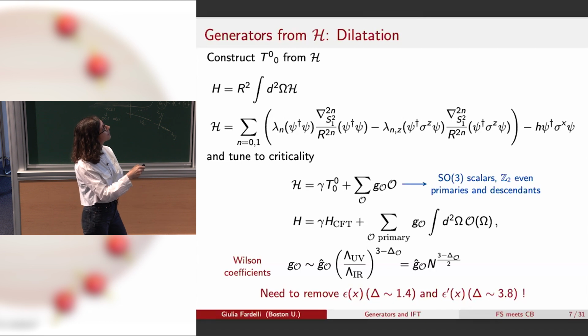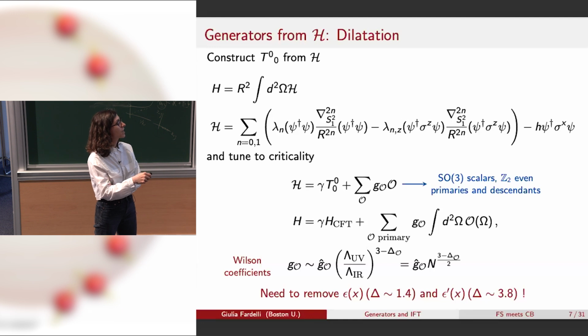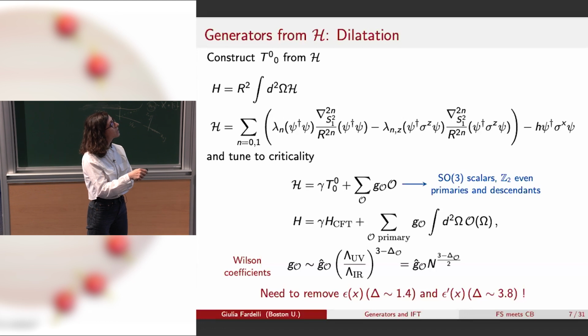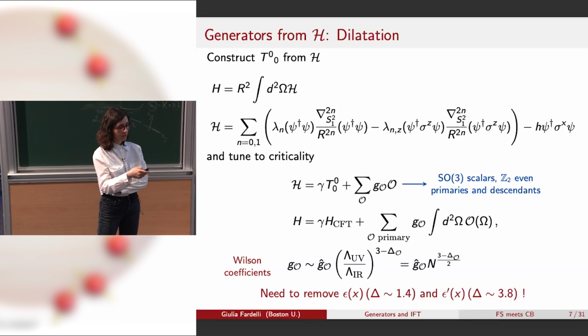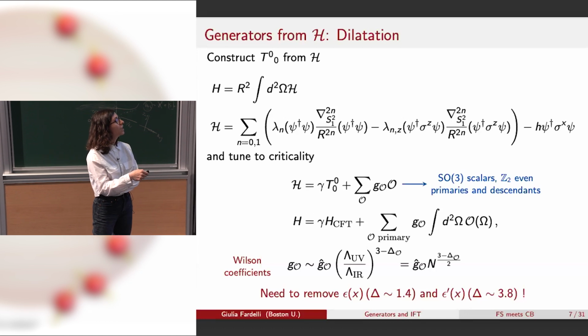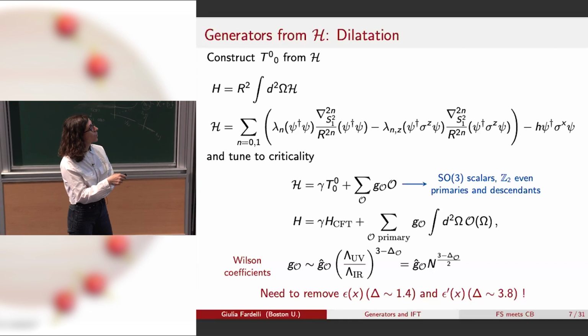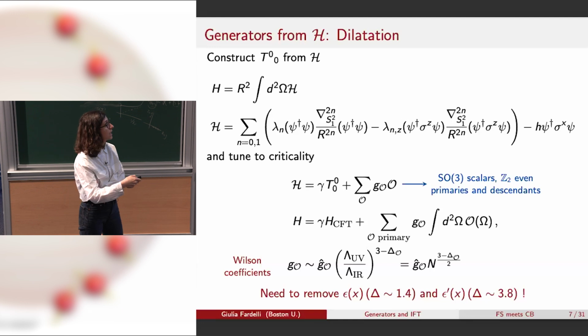So I can just try to write down T00 as a combination of H plus some perturbation, in the sense that the operator in the fuzzy sphere can be written as the CFT stress tensor times, in principle, an infinite sum of local operators. At the level of the Hamiltonian density, I can write down every operator that preserves my symmetries. So they should be SO3 scalars, they should be Z2 even, and also parity even. And in this sum, I should include both primaries and descendant operators.